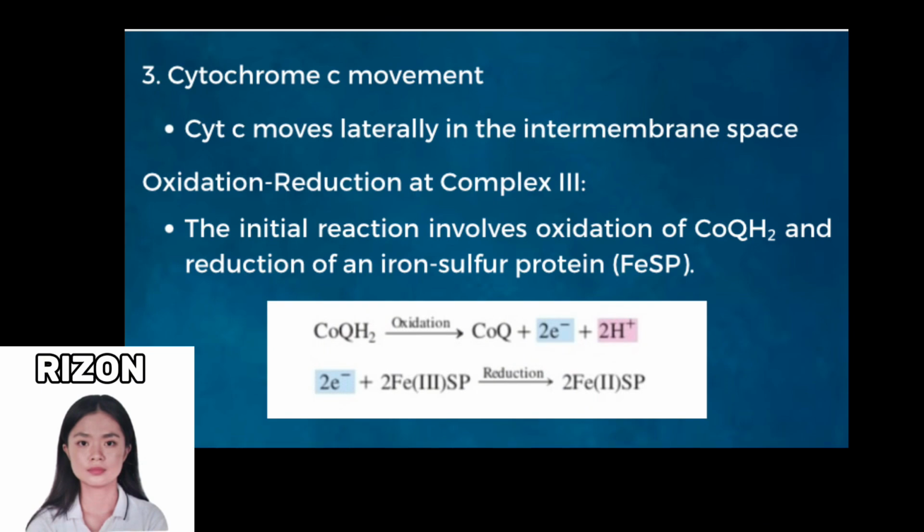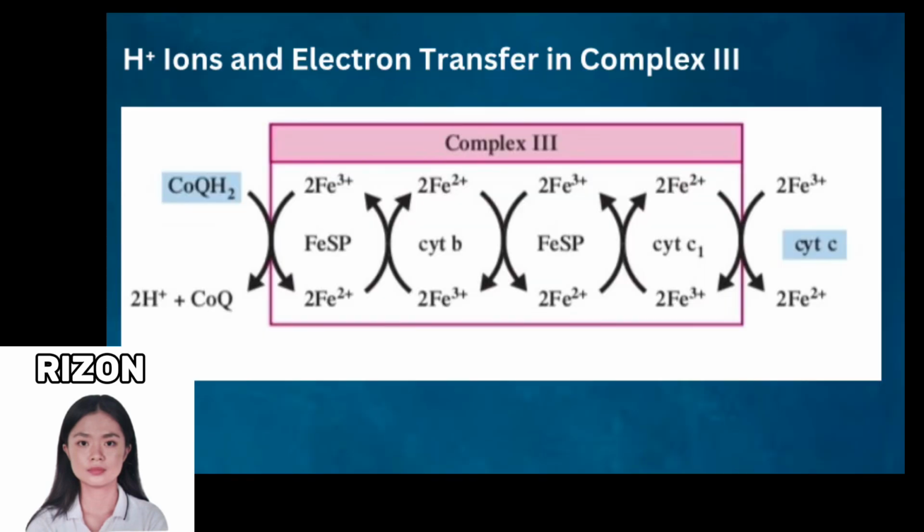Oxidation reduction at complex 3. The initial reaction involves oxidation of coenzyme QH2 and reduction of an iron-sulfur protein. An example of the oxidation-reduction process is the figure below. In this figure, it shows the hydrogen ions and electron transfer in complex 3.